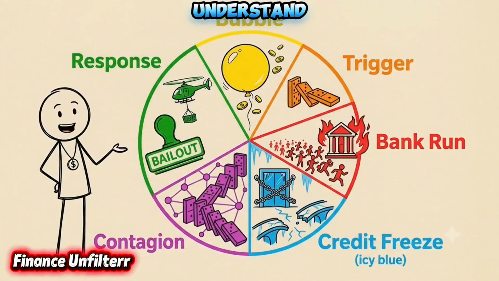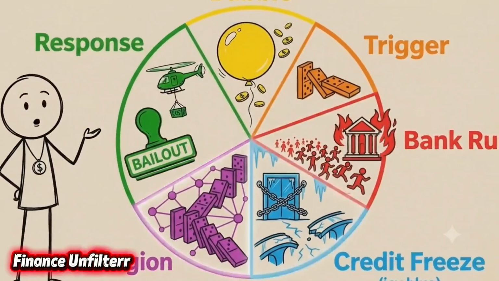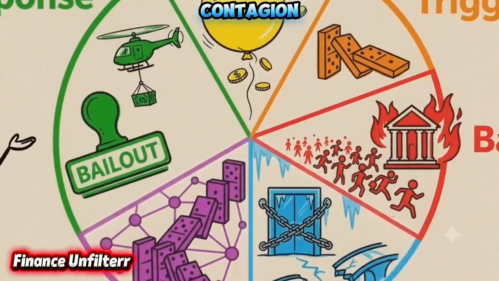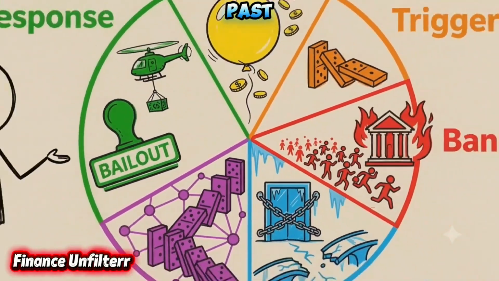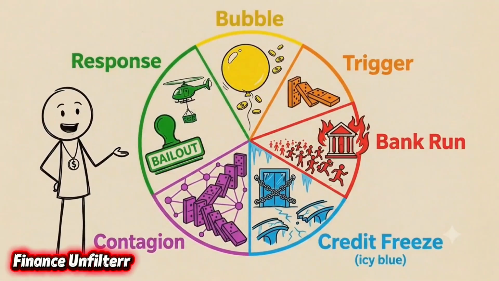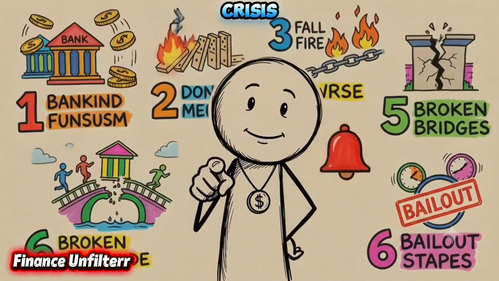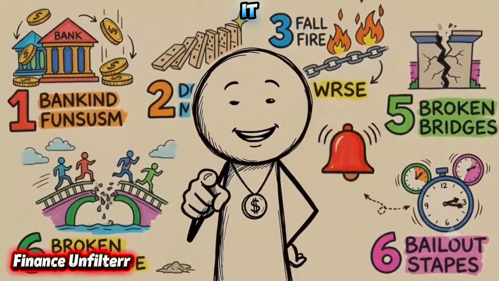Now you understand the pattern. Bubble, trigger, bank run, credit freeze, contagion, response. Every financial crisis, past, present, and future, follows these 6 stages. The next crisis will come. It always does. But now you will recognize it when it starts.